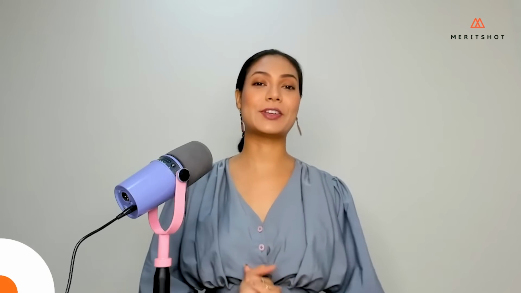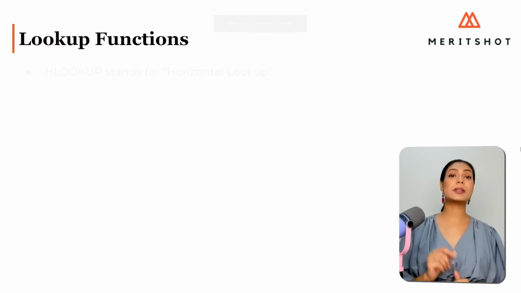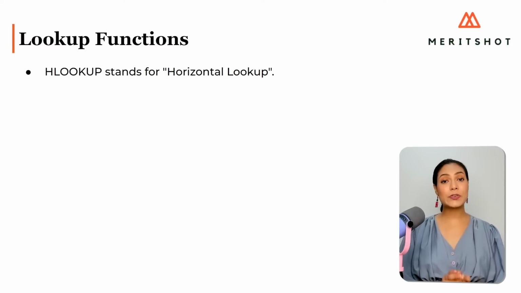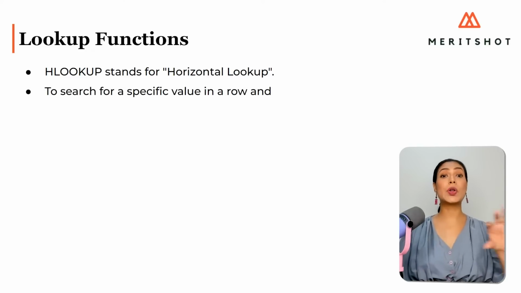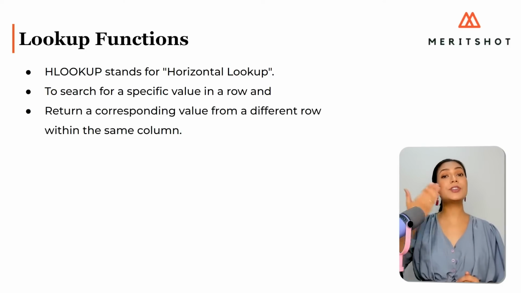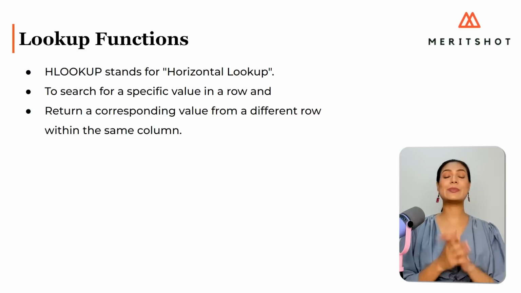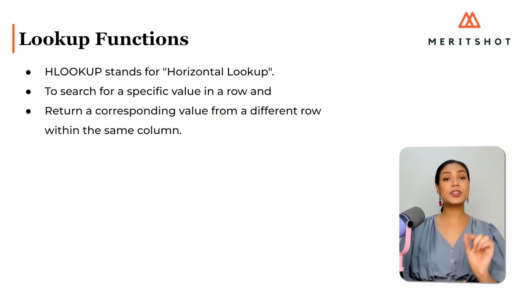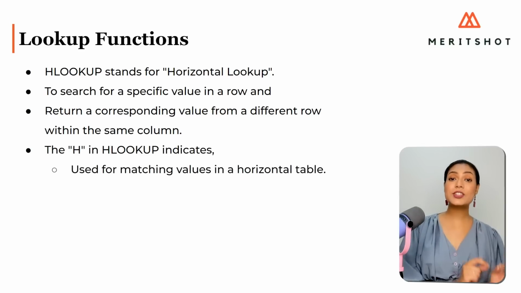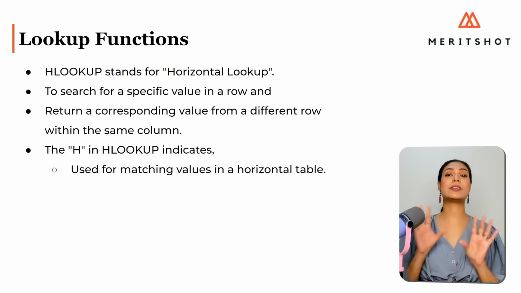Great! So now that we have covered VLOOKUP with real-life examples, let us move on to the HLOOKUP function. HLOOKUP stands for horizontal lookup, and it is used to search for a specific value in a row and return a corresponding value from a different row within the same column. The H in HLOOKUP indicates that it is used for matching values in a horizontal table.